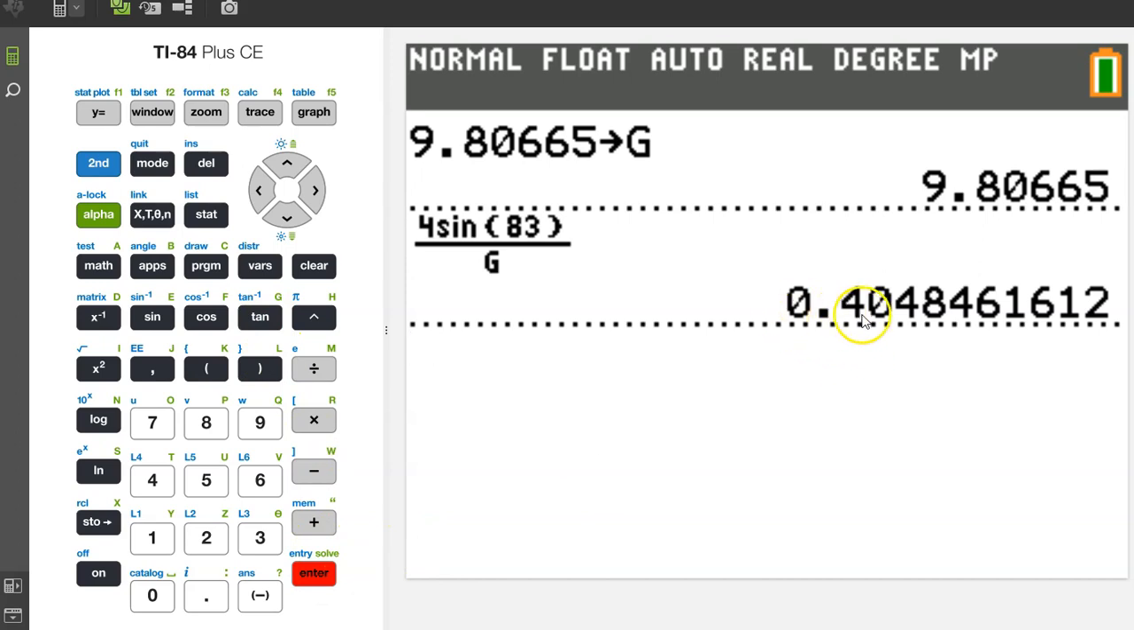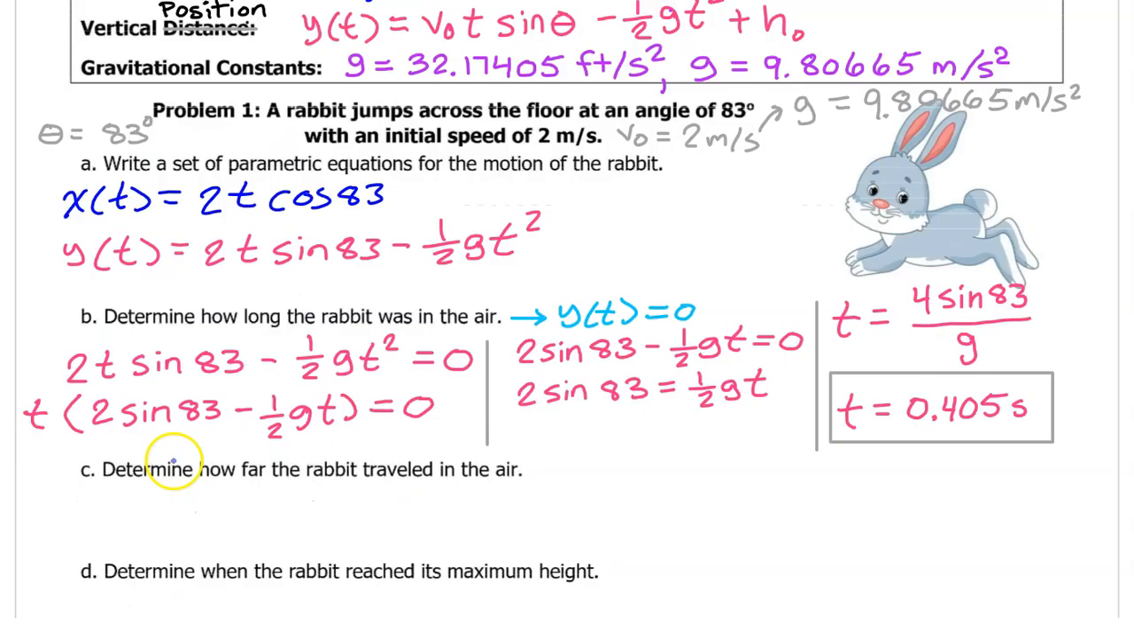So that's 0.405 seconds if you round up. Part C. Determine how far the rabbit traveled in the air. This means we need to find the horizontal distance traveled by the rabbit during the 0.405 seconds that the rabbit was airborne. So we need to find x at 0.405. So all we have to do is substitute this in for t.